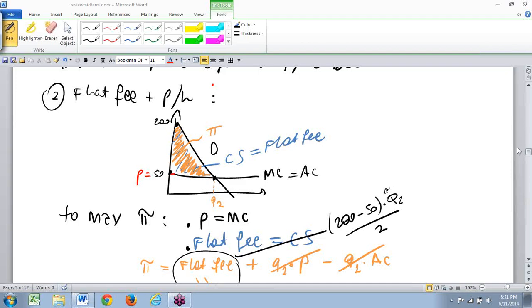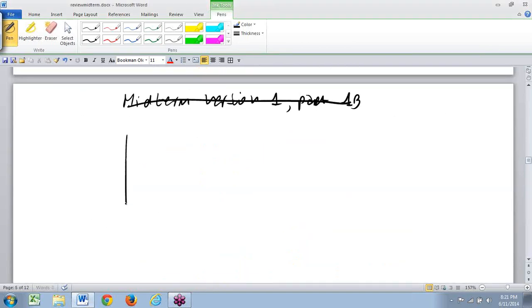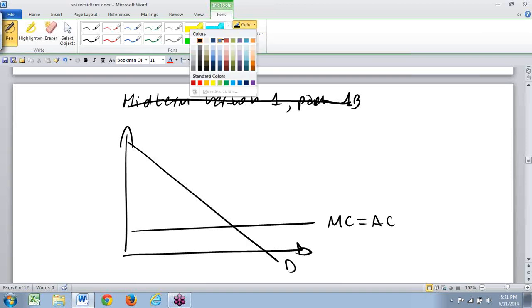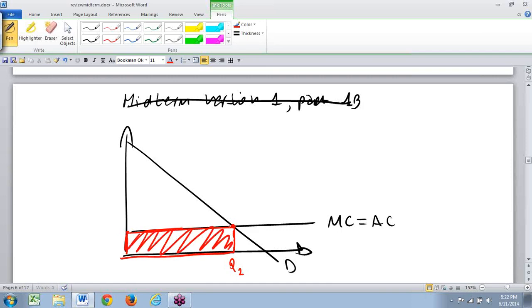Svetlana. Okay, I'm going to explain it again. So why do we subtract that small triangle in part A? This is my demand, this is my marginal cost equal to average cost, okay? So in part B, since the quantity sold is this Q2, what is the total cost? Total cost is equal to average cost times quantity. Okay, so these are my total costs in part 2.